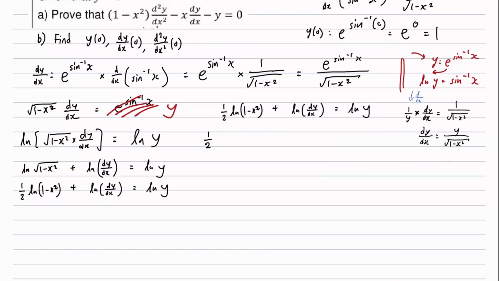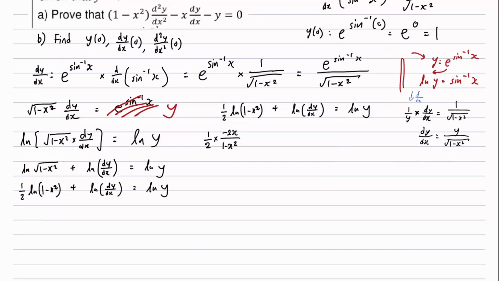Differentiate this with respect to x. Differentiate that with respect to x. Okay, so the half can factor out first. Ln becomes 1 over (1 minus x squared), then d inner, so times negative 2x.